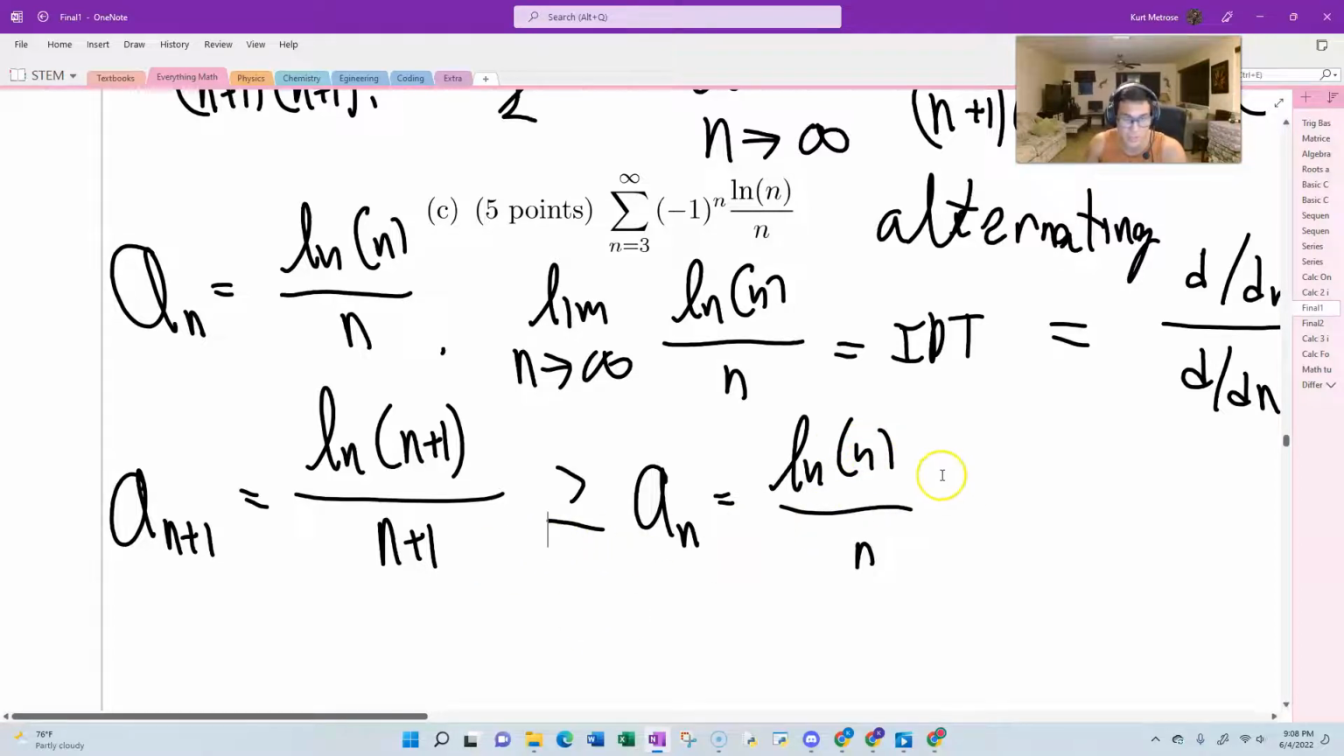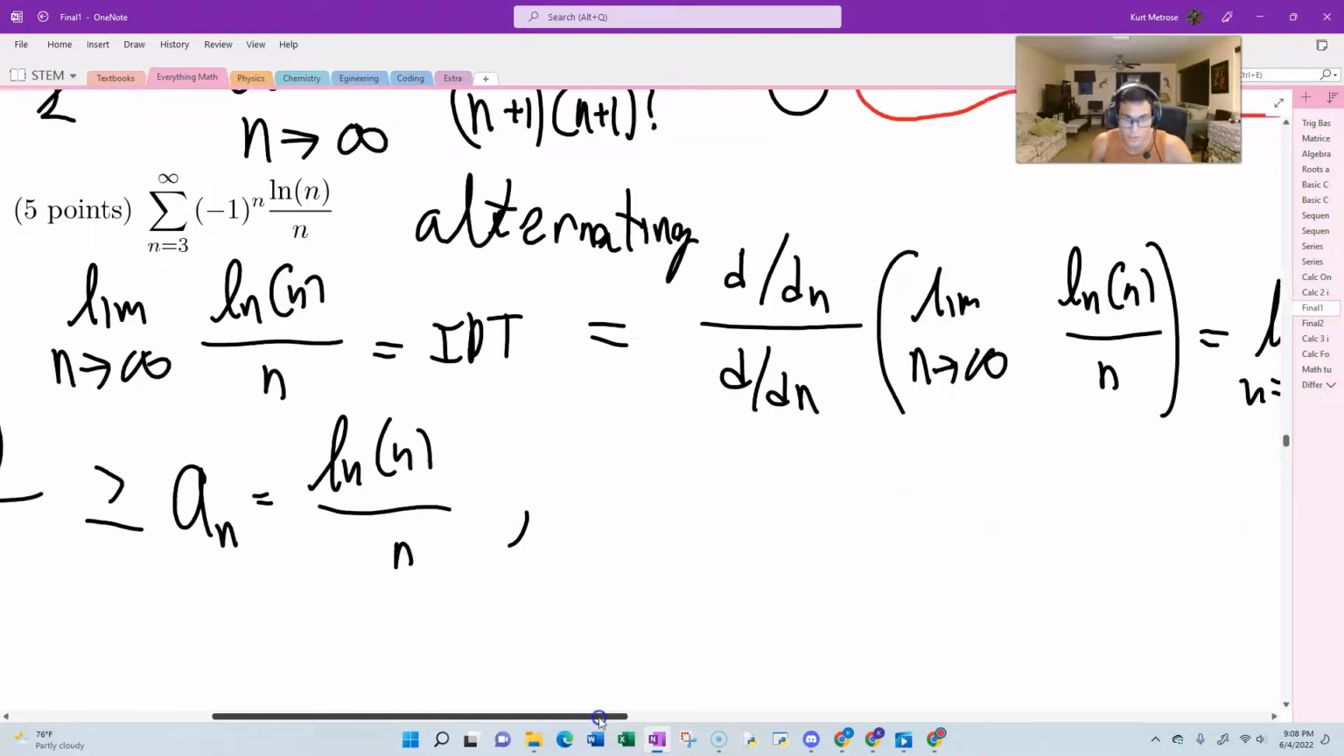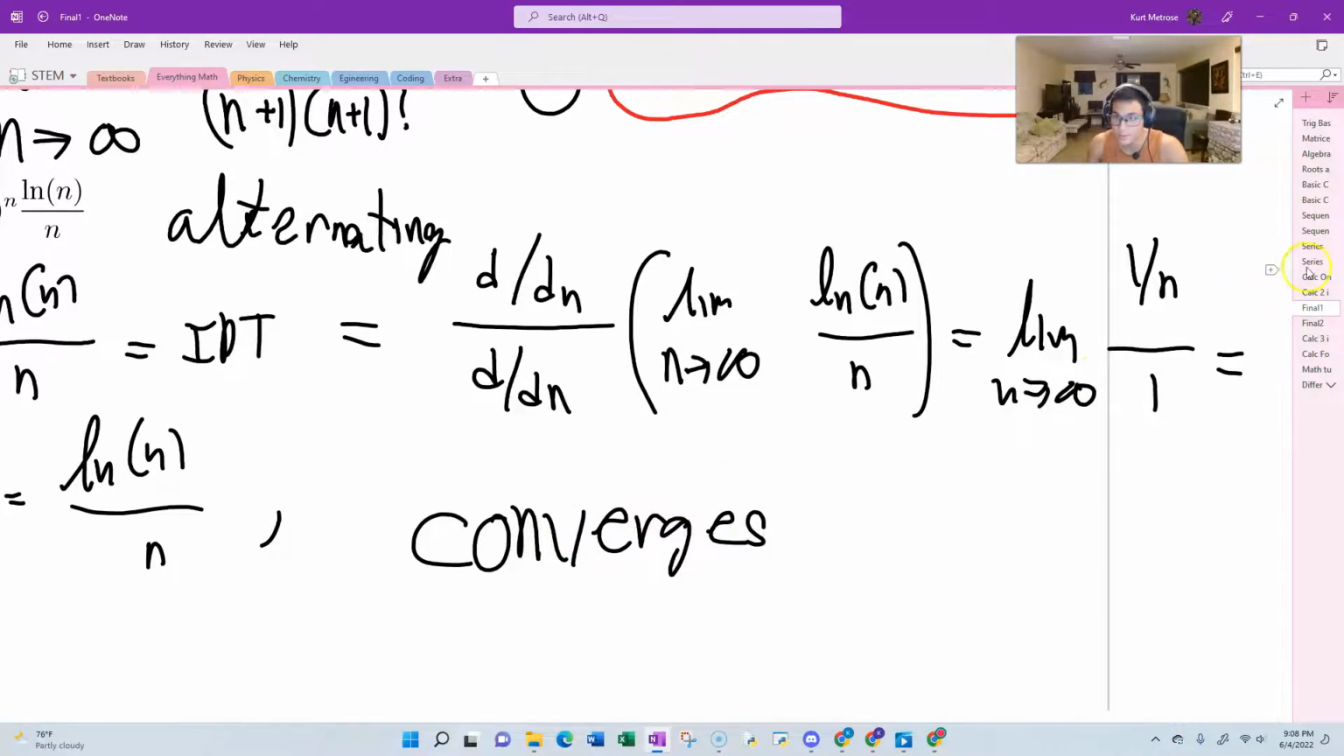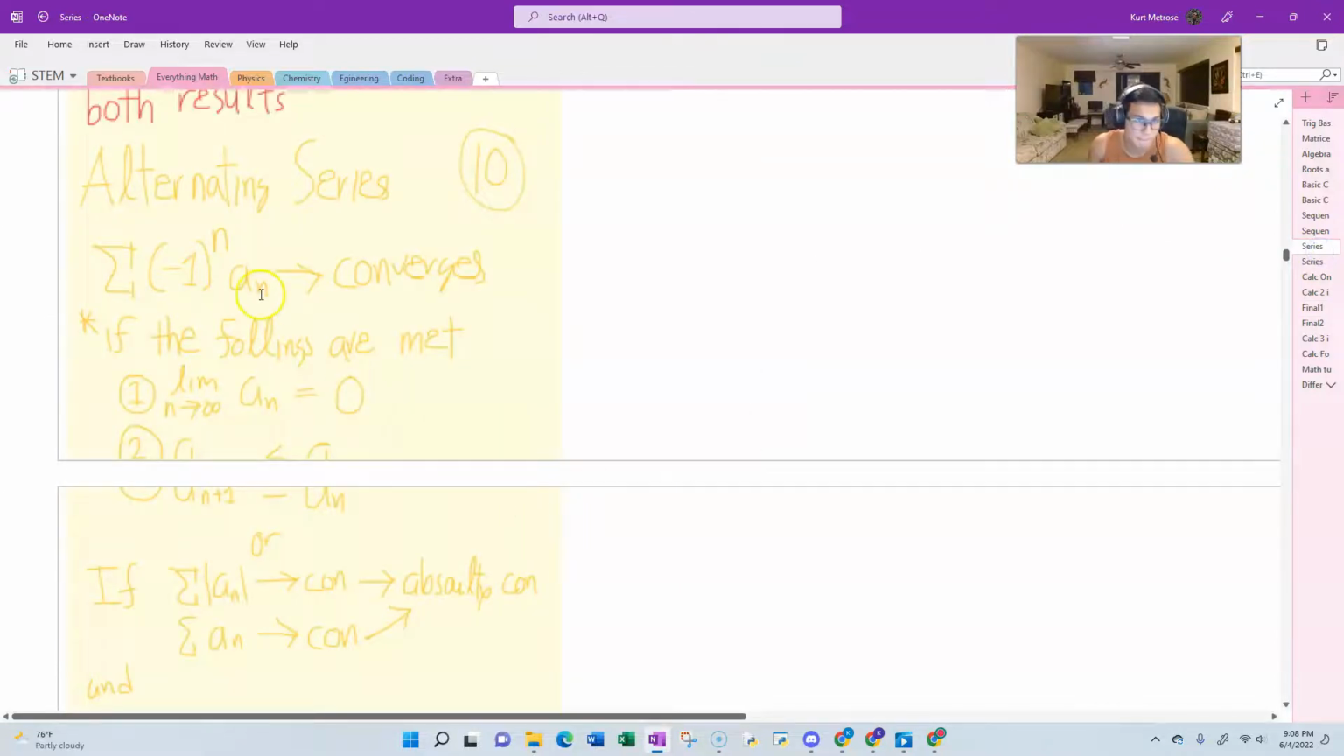If you put in another number, 2, this would be bigger now. This would still be bigger. Put it in your calculator, this is bigger. So, 2 conditions are met. If those 2 conditions are met, then we know it converges. And what's the test called? It is called the alternating series test.